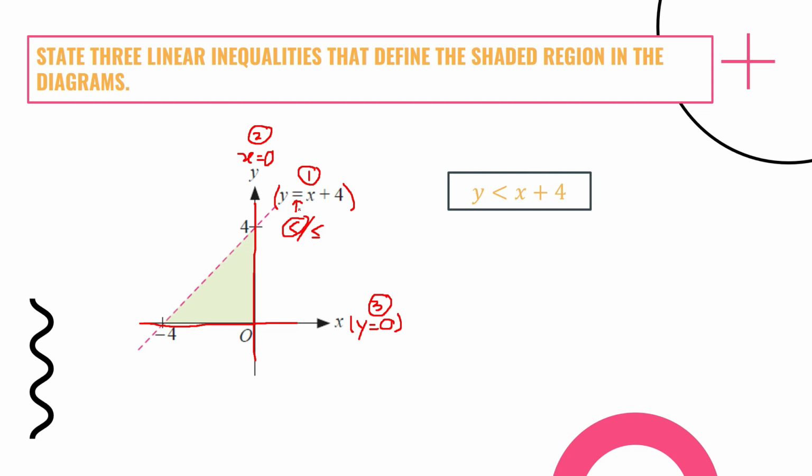Then the second equation is x equal to 0, which is this y-axis. It's shaded at the left side of the second equation, so it must be lower than or lower than or equal. We need to choose one of them. This is a solid line, there is no dash line, so we will choose x lower than or equal to 0.